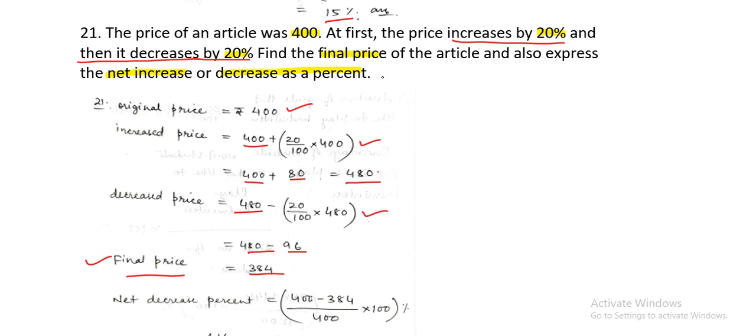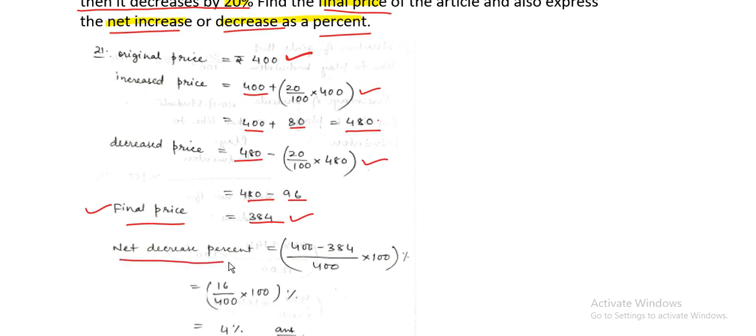So here they are asking to find the final price. We have found the final price. And they are also asking you to express the net increase or decrease as a percent. So let us see whether it is an increase or a decrease. You see, the original price was 400, but the final price is 384. So is it an increase or a decrease? It is a decrease. So we will write net decrease percent will be how much? 400 minus 384 by 400 into 100.